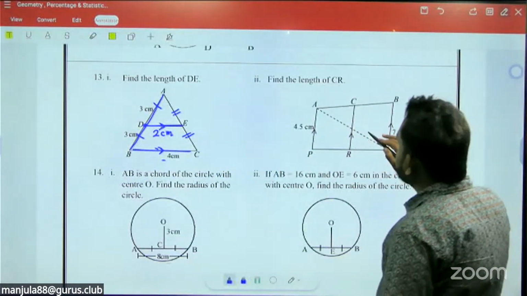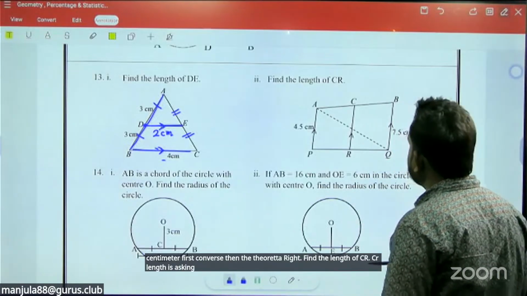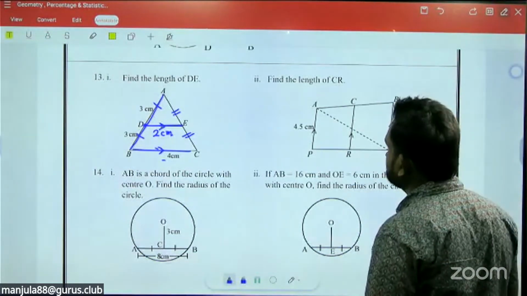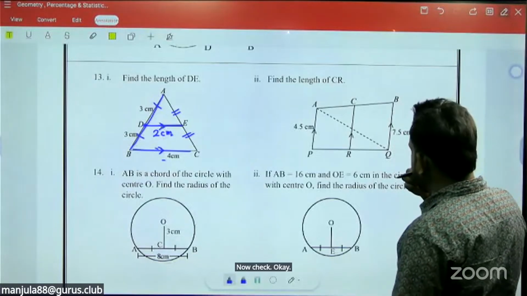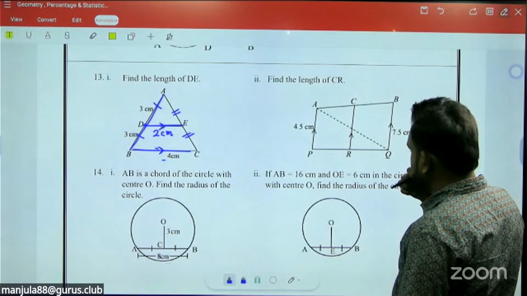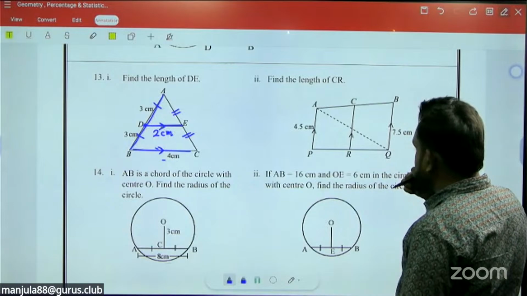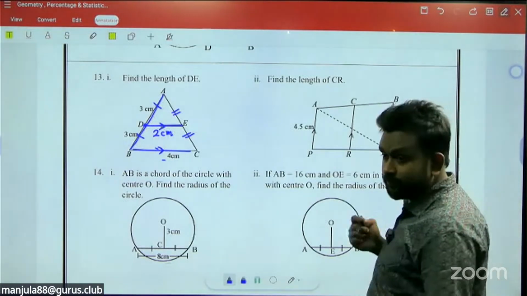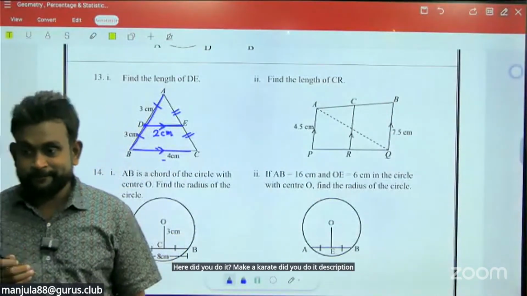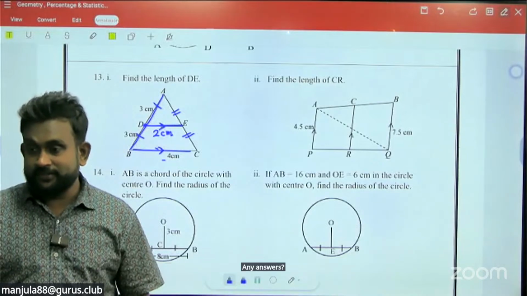Right. Find the length of CR. CR length is asked. Now check. Here, did you do it? Did you do it, this question? Any answers? Yes. How did you do it?